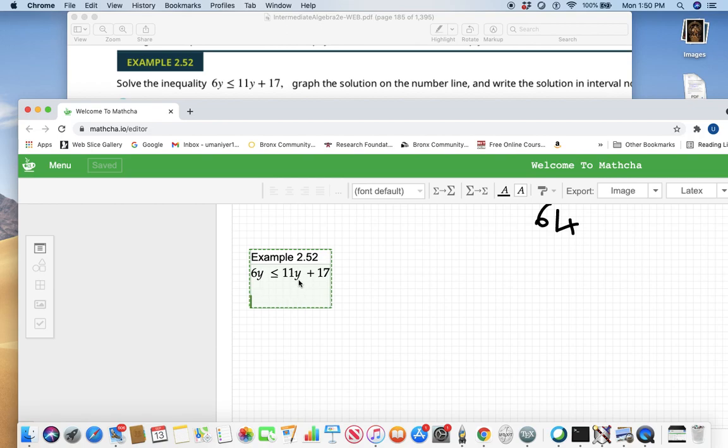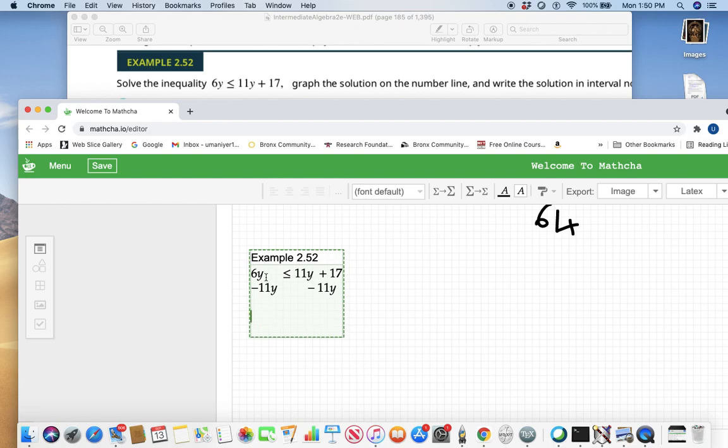I will subtract 11y from both sides. Okay, subtraction or addition does not change the inequality, so that remains as it is. 6y minus 11y is negative 5y, less than or equal to. 11y is cancelled by negative 11y and I'm left with 17.